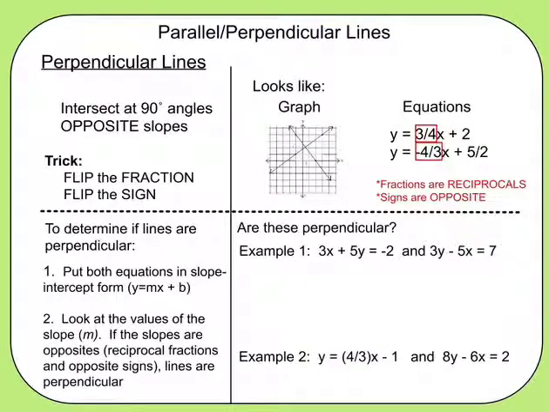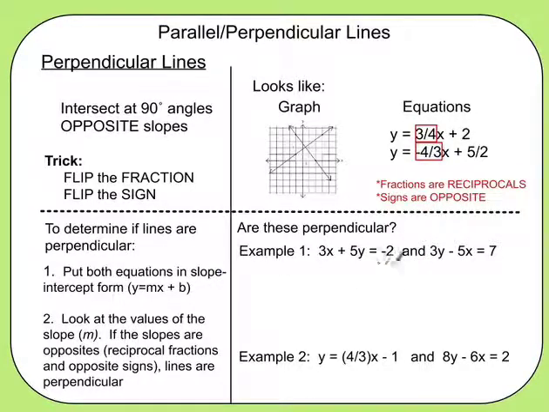Now let's do the same thing to determine if lines are perpendicular. Remember, for perpendicular lines, the slopes are opposite reciprocals. Again, we follow the same process. We have to put both equations in slope-intercept form so that we can look at the number in front of x, we can identify m, and then we can compare the slopes. If they are perpendicular, they have to have opposite signs, and they have to be opposite reciprocals. So let's check that out with these two equations.